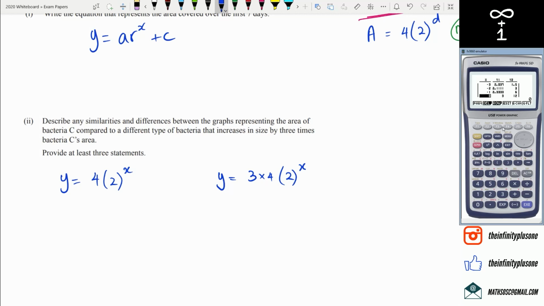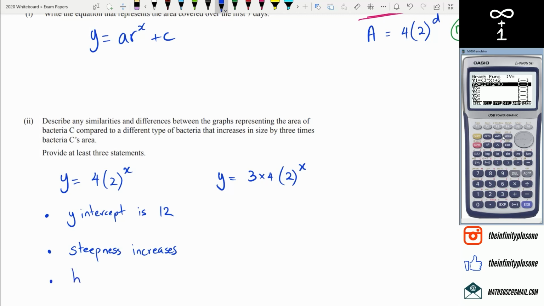All right, so for the different type of bacteria, we're going to say that our first bullet point is y-intercept is 12. So that's one of the statements. The steepness of the graph is actually going to increase because of that a value. All right, so we can actually say steepness of the graph increases for the second graph. We are going to have horizontal asymptote is still going to be down at 0. So horizontal asymptote.